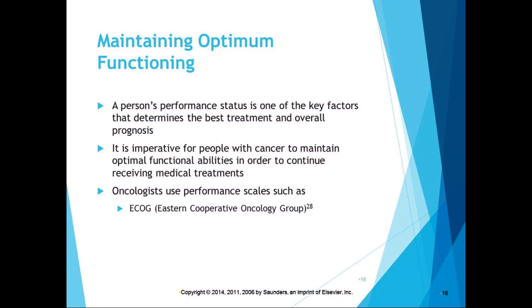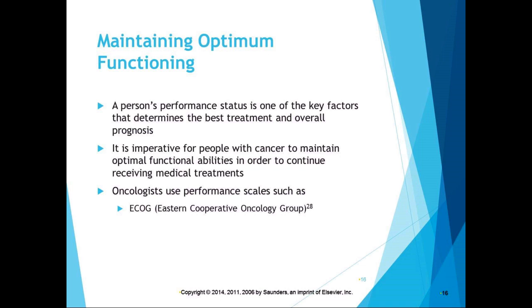So really what we want to do in physical therapy is help the patient to maintain optimum functioning. A person's performance status is one of the key factors that determines the best treatment and overall prognosis. It's imperative for people with cancer to maintain optimal functional abilities in order to continue receiving medical treatments. If they're not strong enough to withstand the treatment, then they can't do it.